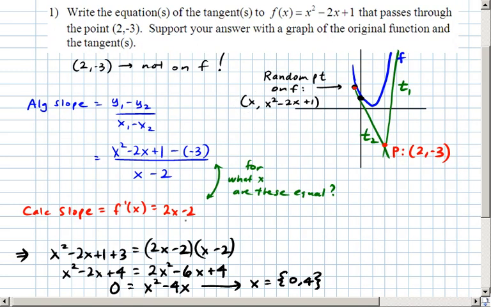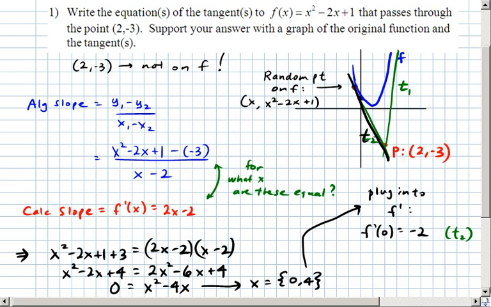So to get the slopes that you need to then plug in to f prime. Okay, so f prime at 0 is equal to negative 2. That corresponds with t2, which is this line here. Okay, so the equation of t2 is y plus 3 equals negative 2 times the quantity of x minus 2. Okay, so I've taken care of that one.